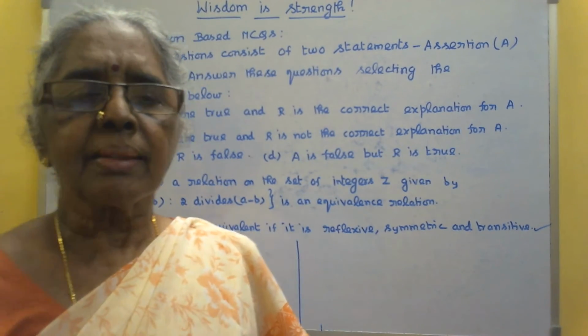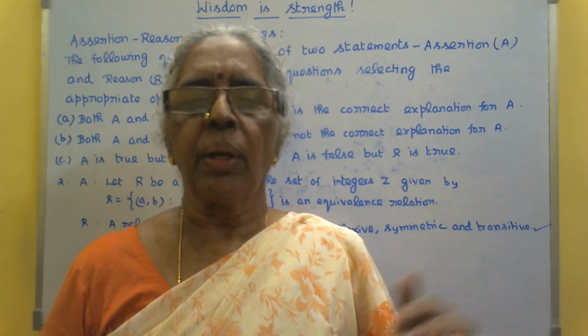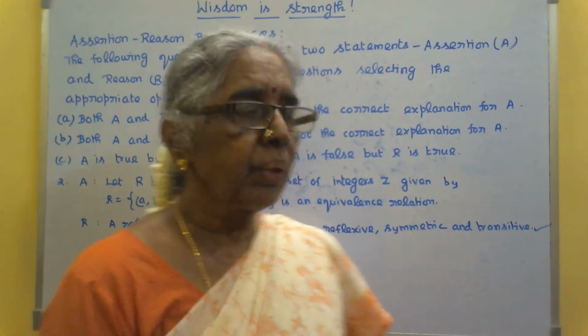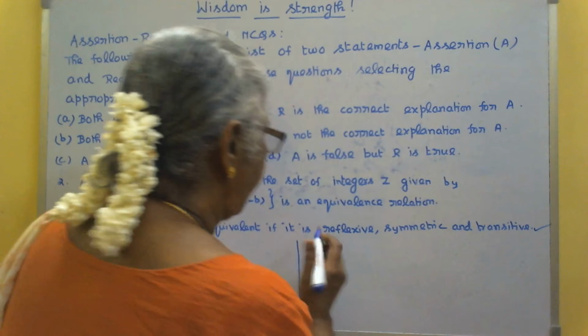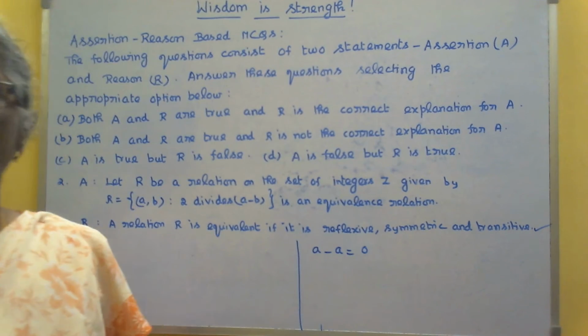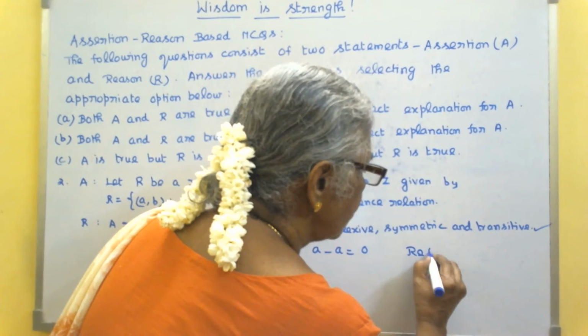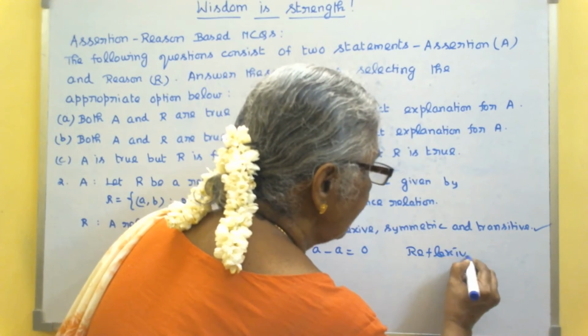So, what is reflexivity? If any element is related to itself, you call it reflexive. So, here instead of that A and B, you consider A minus A. You know A minus A is 0, which is divisible by 2. So, it is reflexive. That is over for us. Now, let us come to symmetric.